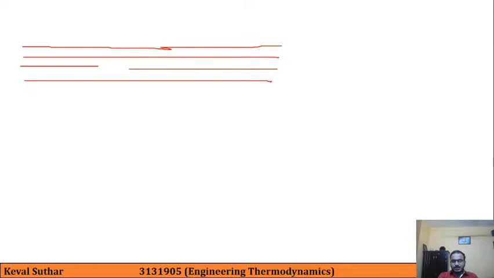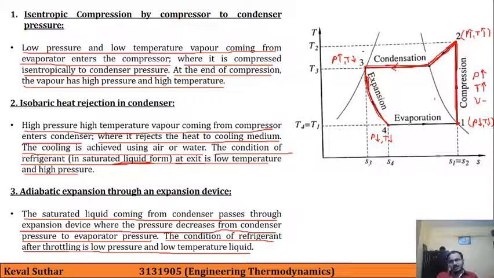So here, if we see the TS diagram, this is only a phase change process which is happening from process 4 to 1, and it is consuming heat from the medium which is to be cooled, that is, in our example, it was cooling water.